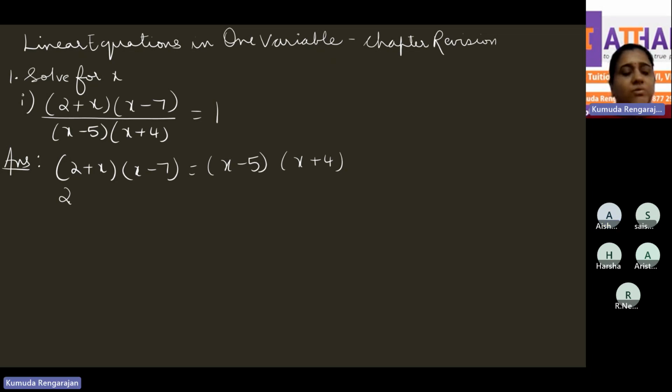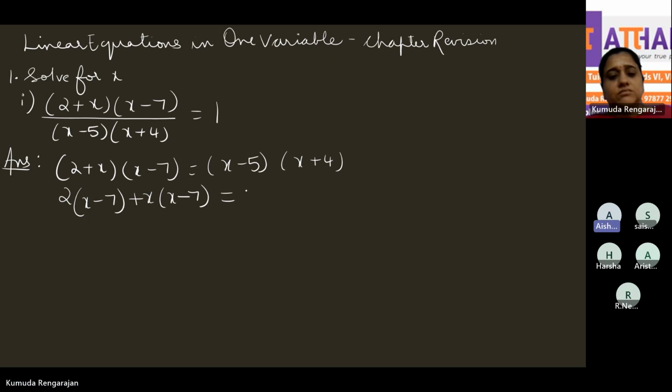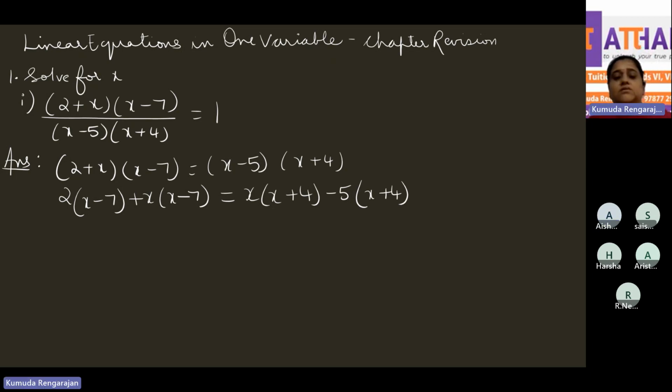Correct. But how will you present that? 2 into x minus 7, plus x into x minus 7, is equal to x into x plus 4, plus minus 5 into x plus 4. Very good. Continue. Correct.